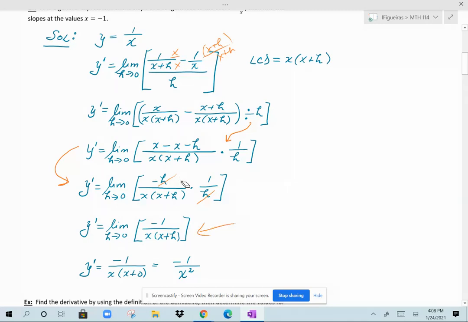And at this point, I can let h equal 0. So in other words, apply direct substitution to your limit. So when I apply direct substitution, you get what you see here. Notice that you no longer write your limit in front of the function once you apply direct substitution. So your final answer is that your derivative is negative 1 over x squared.